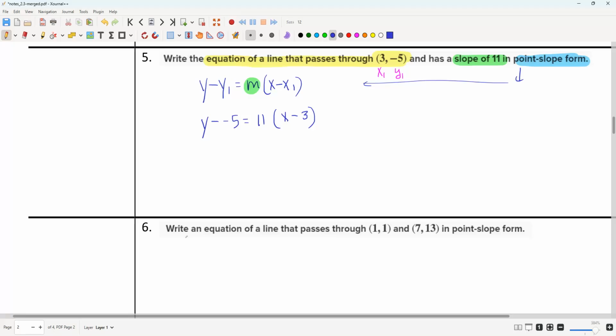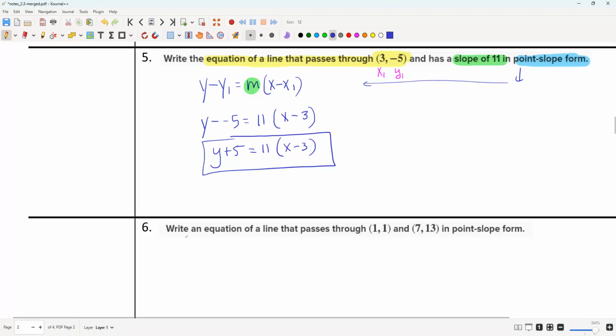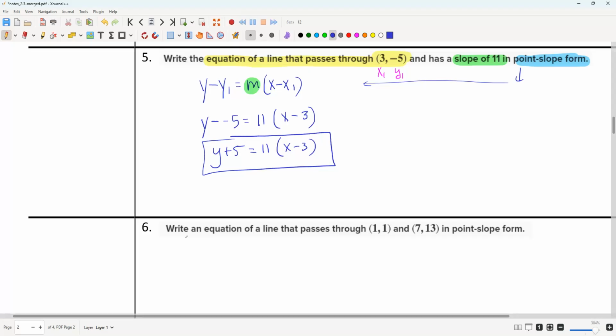Now over here we have minus a negative, so we could write that as a plus. y plus 5 equals 11 times x minus 3. This is point slope form, and that's all we need to do in this one. We can just leave it like that.